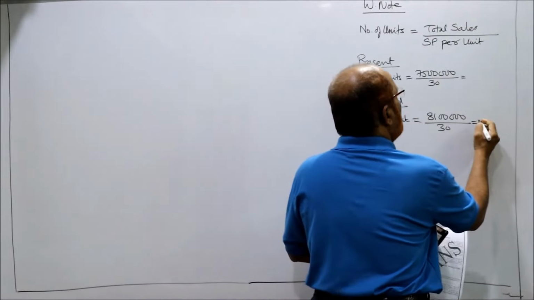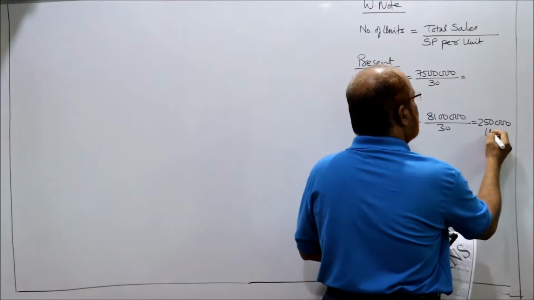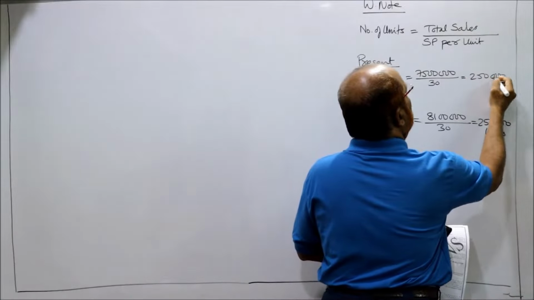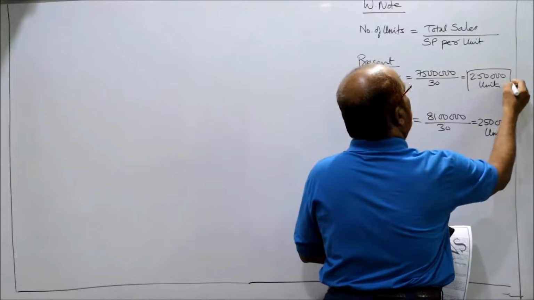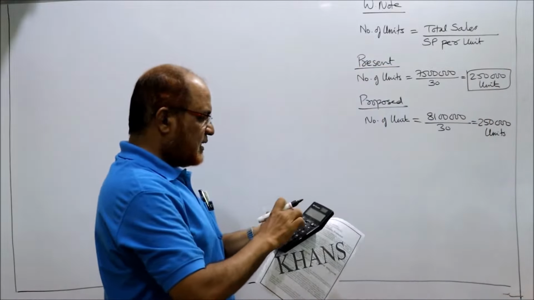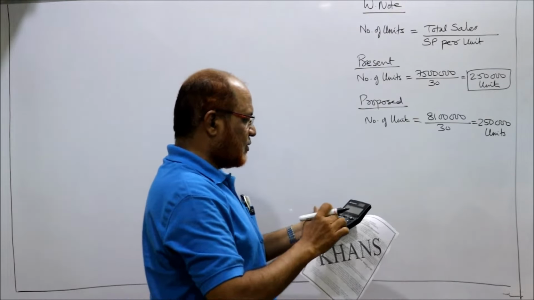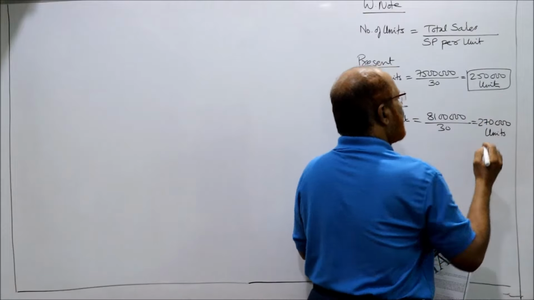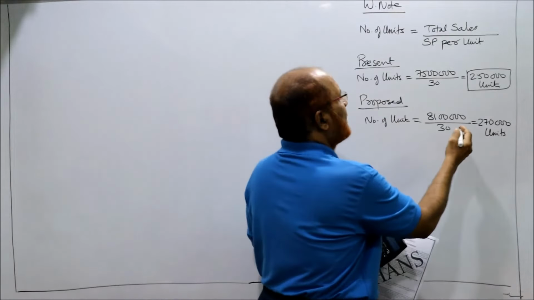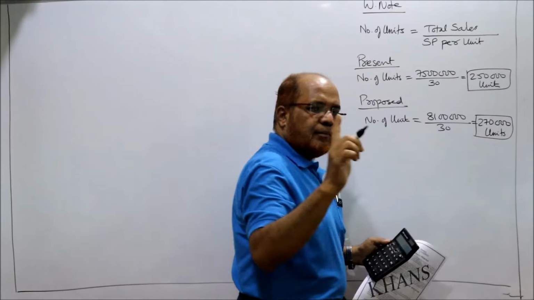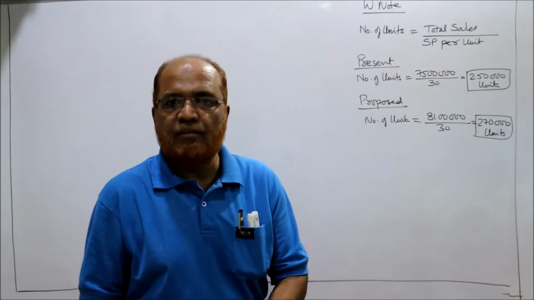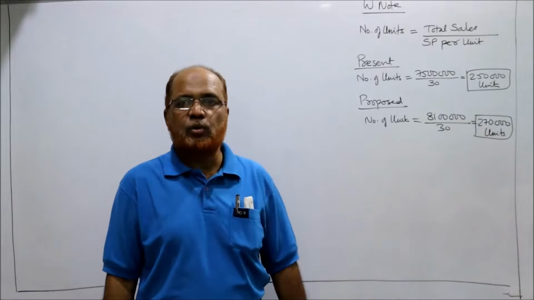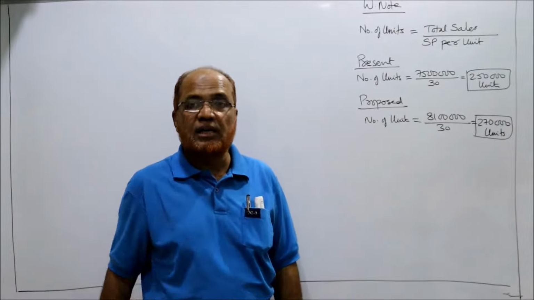So presently we sold 2,50,000 units. Proposed policy: 81 lakhs divided by 30 is equal to 2,70,000 units. So presently we are selling 2,50,000. जब 1 महीना क्रेडिट पीरियड दे रहे हैं तो 2,50,000 यूनिट्स वी आर सेलिंग. अगर उसको 2 महीने अगर कर देंगे तो नंबर ऑफ यूनिट्स सोल्ड विल बिकम 2,70,000 and 20,000 units increased.